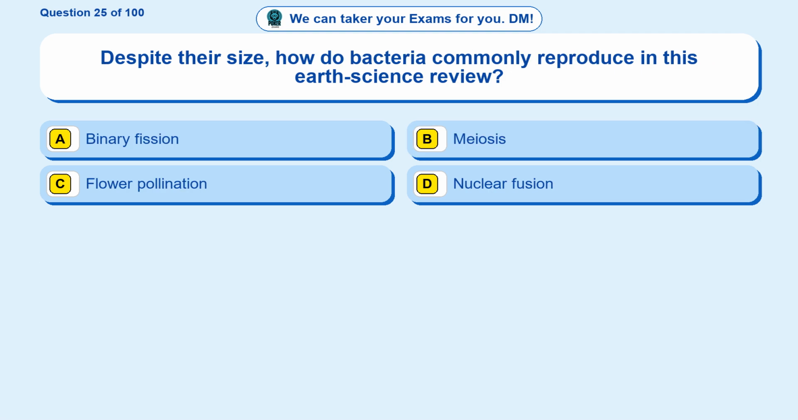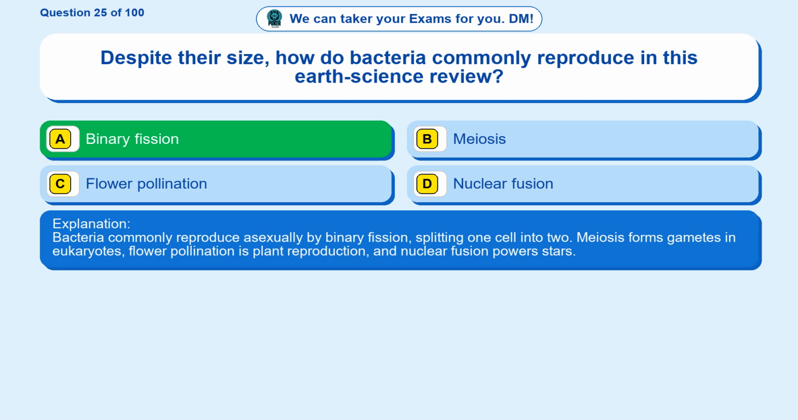Question 25. Despite their size, how do bacteria commonly reproduce in this Earth Science Review? Option A, binary fission. Option B, meiosis. Option C, flower pollination. Option D, nuclear fusion. The correct answer is option A. Binary fission. Bacteria commonly reproduce asexually by binary fission, splitting one cell into 2. Meiosis forms gametes in eukaryotes, flower pollination is plant reproduction, and nuclear fusion powers stars.